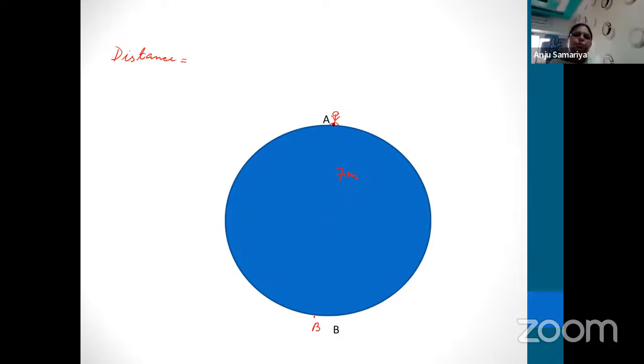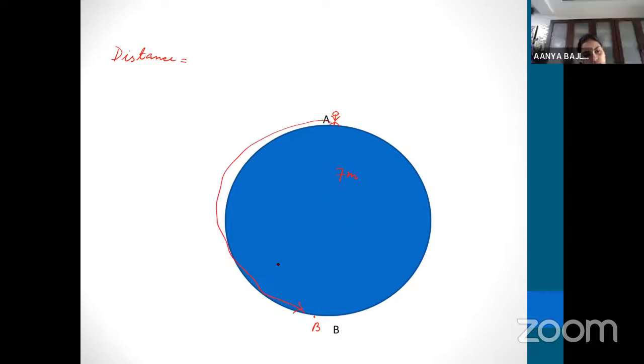Distance traveled, what do you say? I hope you have done circles in class 8. So what is the circumference of the circle? It is going in this way, right? This is the way he will go, the circular path. So what will be the distance traveled?